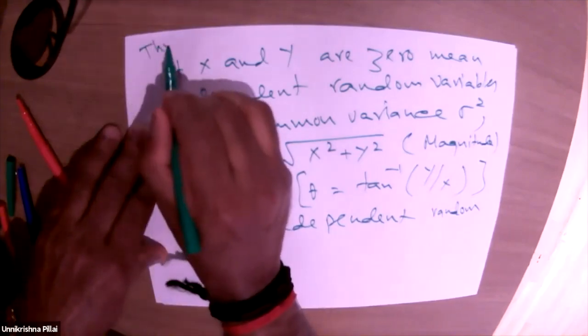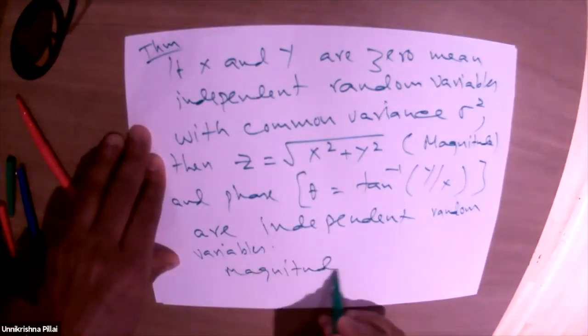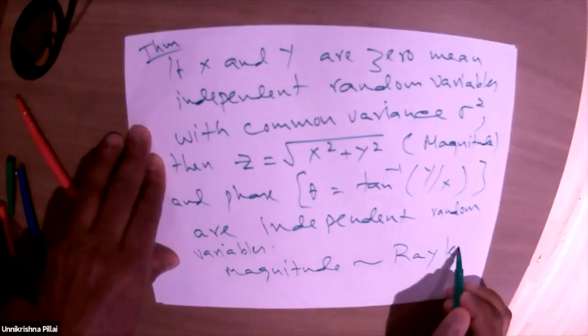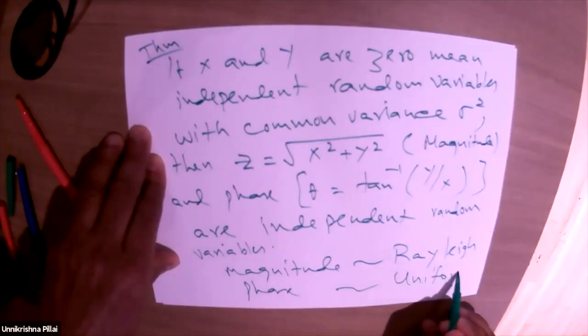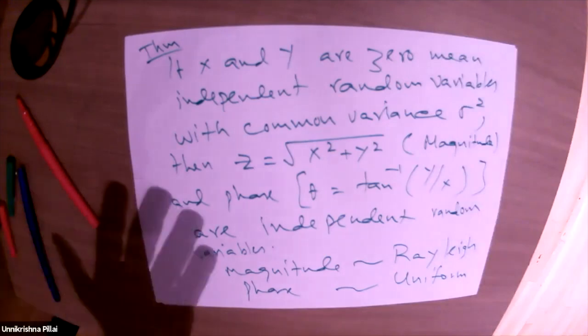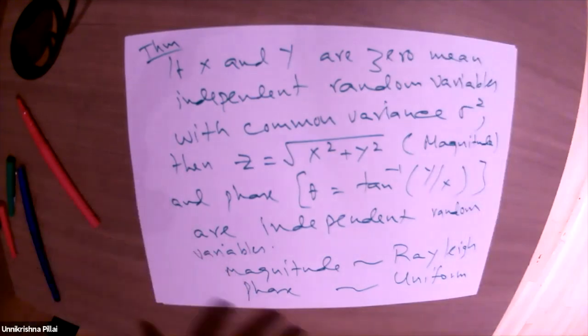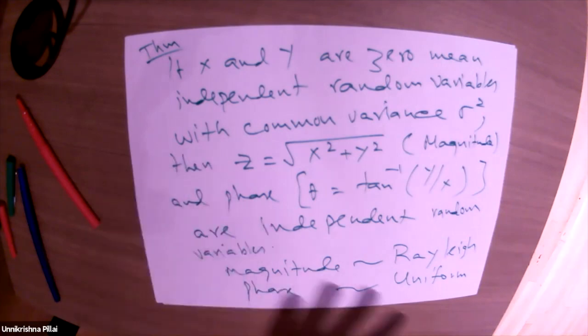So this is a theorem. The magnitude was Rayleigh, and the phase was uniform. Now, if you say, look, my phase only went from minus pi by 2 to pi by 2, and the phase should have gone from minus pi to pi, that is just 2 theta. So multiply theta by 2, you know how to find the density function. If theta is uniform, 2 theta will be uniform. Call it phi. So phi is uniform from minus pi to pi, and the density function is 1 over 2 pi, that's all. But the independence all will stay the same.